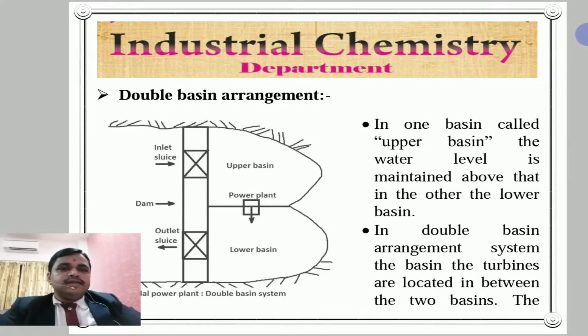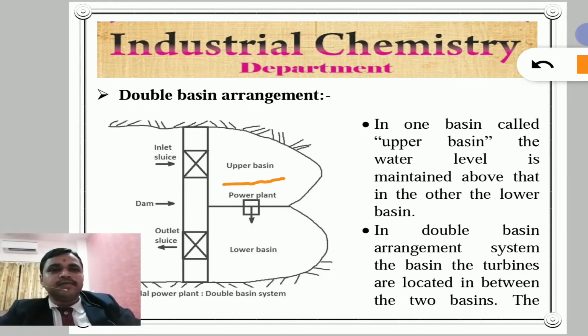Double basin tidal energy power plant. Here we describe the arrangement of a double basin tidal power plant. In one basin, called the upper basin, as shown in the figure, the water level is maintained above that in the lower basin. In a double basin arrangement, the turbines are located in between the two basins, so the turbine power plant is located here between the upper basin and lower basin.